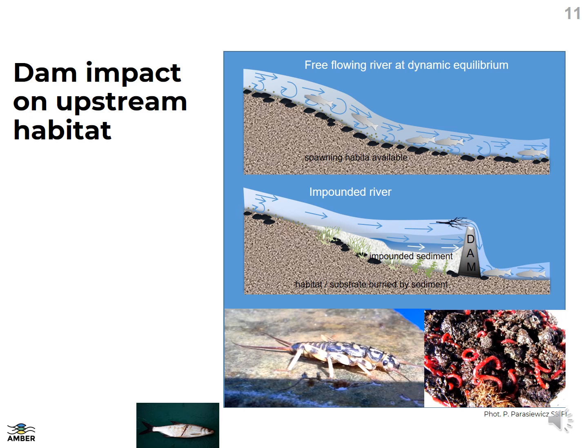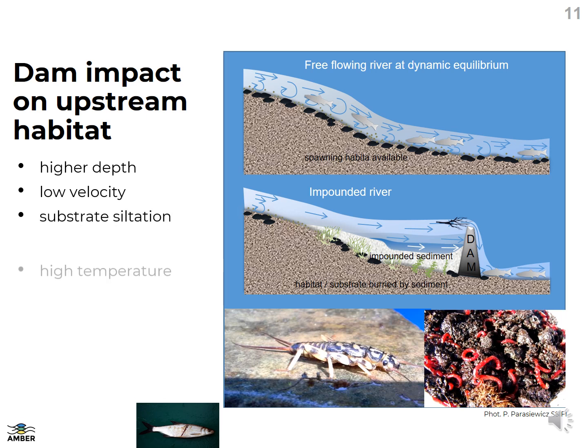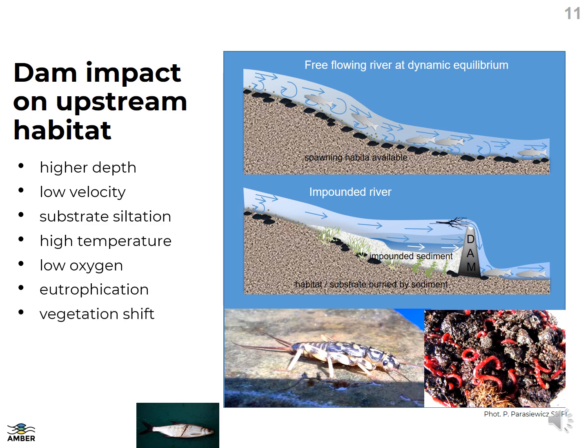So what are the impacts of barriers on upstream habitat? Whenever we put the dam, we can expect increase of the depth, lowering of velocities, increased substrate siltation and accumulation, higher temperatures in summer, and lower oxygen, and frequently eutrophication, which may lead to release of a lot of methane into the atmosphere. Biological consequences are a shift in vegetation, as well as distribution of benthic fauna.